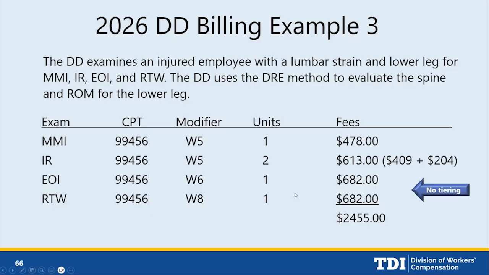So $478. We have our two body areas on the impairment rating. And our total for this exam, $682 for the EOI, extent of injury, and return to work. So $2,455 is the total for this bill.